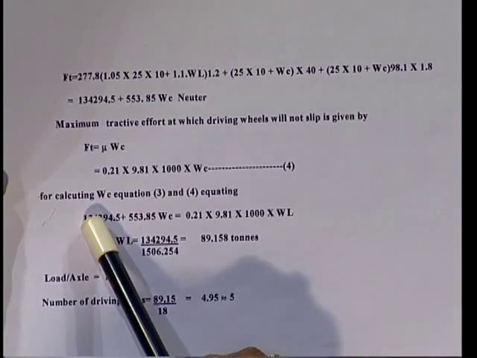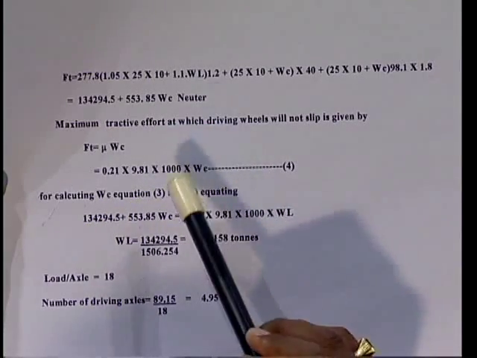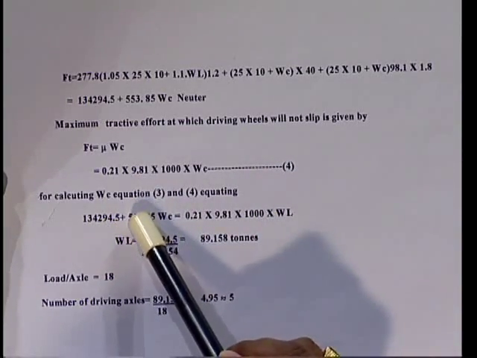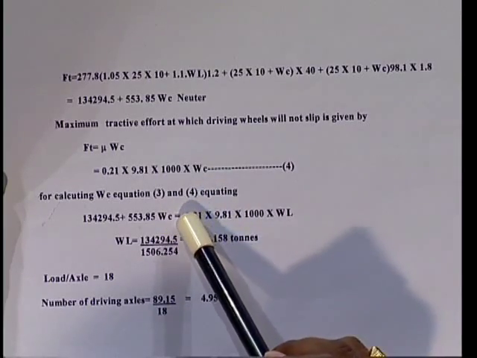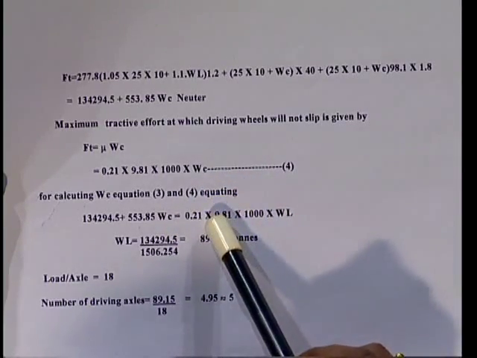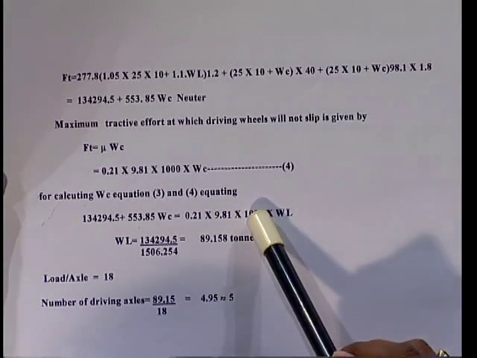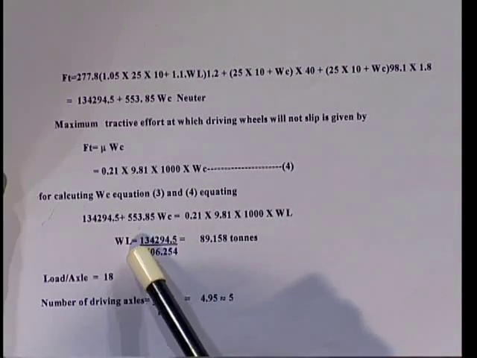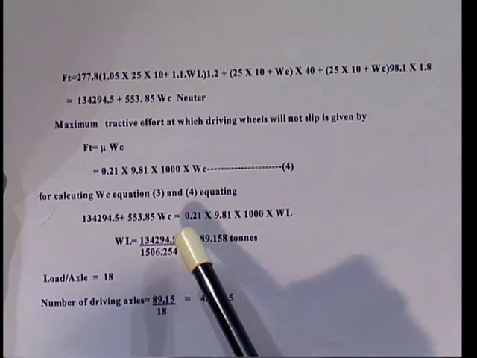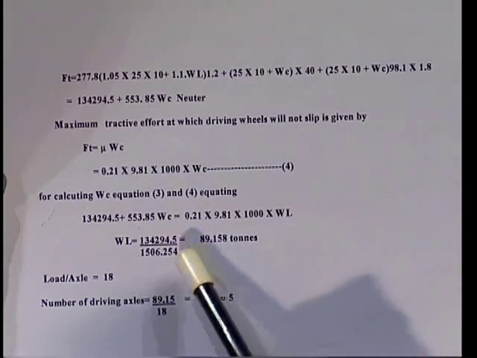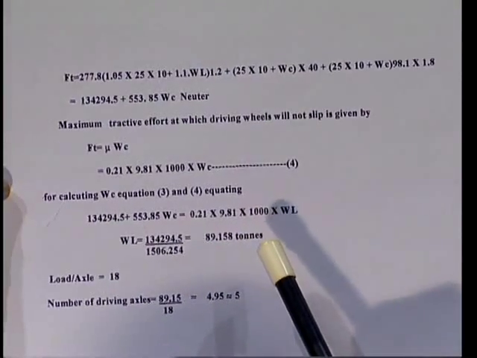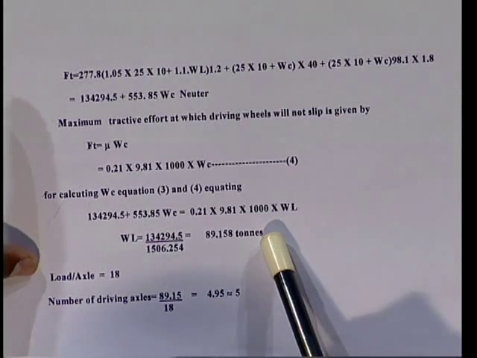For calculating the locomotive weight or adhesive weight, we equate equations 3 and 4. We will get 1342.945 plus 553.85 W_L is equal to 0.21 into 9.81 into 1000 into W_L. After calculating, W_L is equal to 1342.945 by 1506.254, that is equal to 89.158 tons.